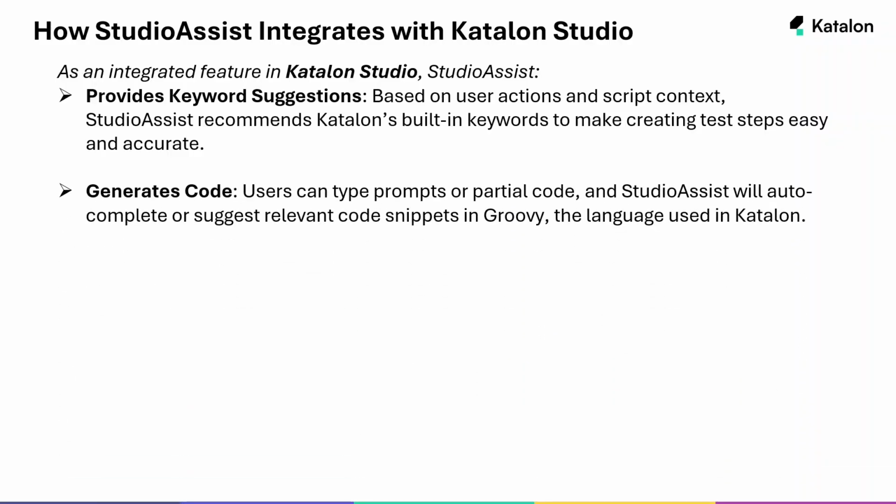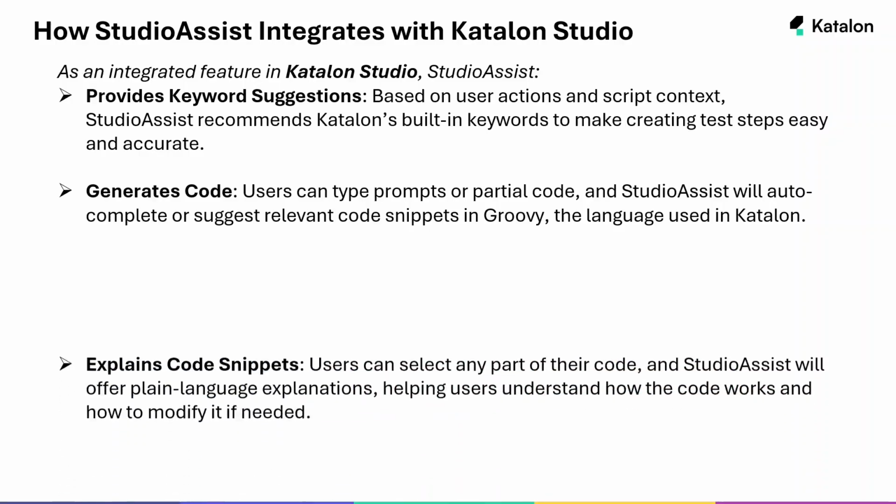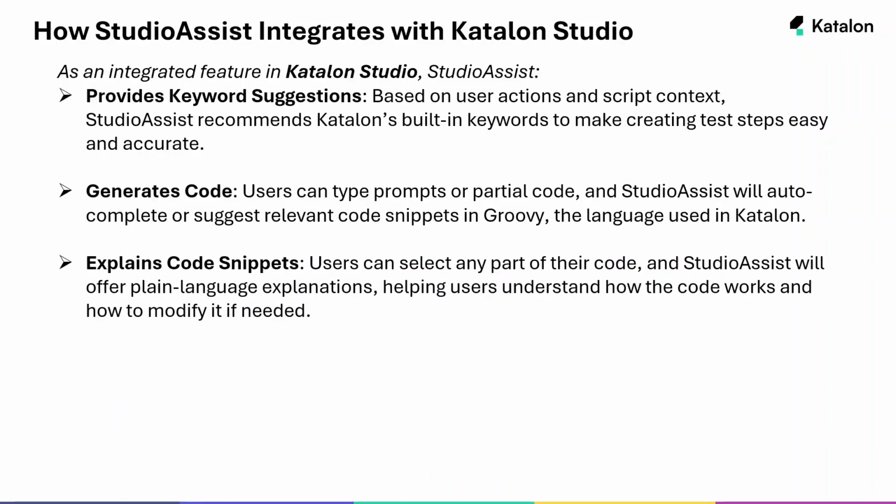Generates the code. Users can type prompts or partial code, and Studio Assist will auto complete or suggest relevant code snippets in Groovy, the language that we use in Katalon Studio. Explains code snippets. Users can select any part of their code, and Studio Assist will offer plain language explanations, helping users understand how the code works and how to modify it if needed.